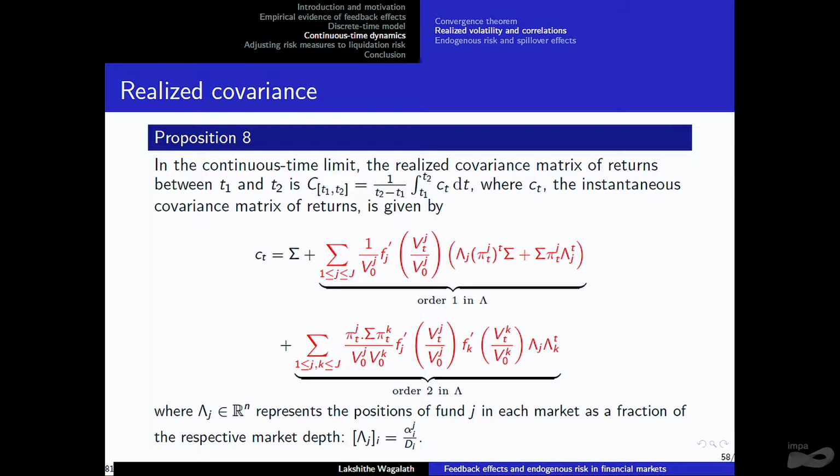Capital lambda is a ratio between the size of the fund's position and the liquidity of the asset. When the liquidity is infinite, it means that the market depth D is equal to plus infinity, so capital lambda is equal to 0. When capital lambda is equal to 0, those terms disappear. So in an infinitely liquid market, all the terms in red disappear and everything behaves as fundamentals. That's not surprising.